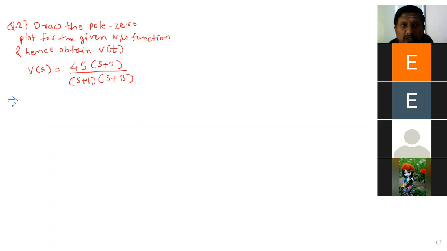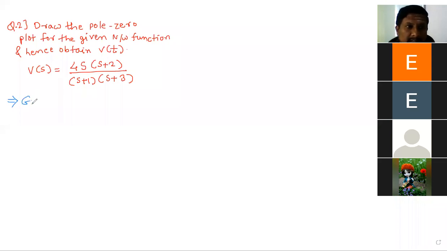We have to plot the pole-zero diagram for the given network function V of S, and we have to obtain V of t, which means its time domain response. So V of S is given. 4 is the H value, the constant scale factor. S into S plus 2 is in the numerator. So S plus 0 and S plus 2 will give the zeros, whereas S plus 1 and S plus 3 will give the poles.